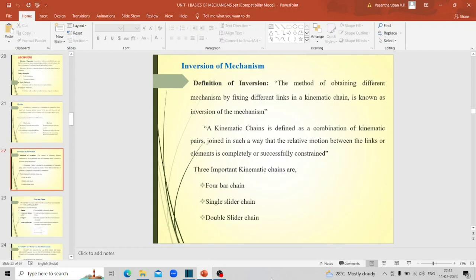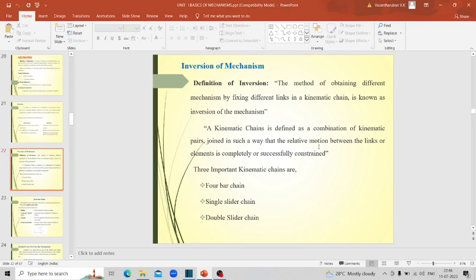Inversions of mechanism. So what is meant by inversions of mechanism? It is defined as the method of obtaining different mechanisms by fixing different links in a kinematic chain. So before that we will see what is chain. Chain means the combination of kinematic pairs. The kinematic chain means the combination of kinematic pairs interconnected. It is called kinematic chain.